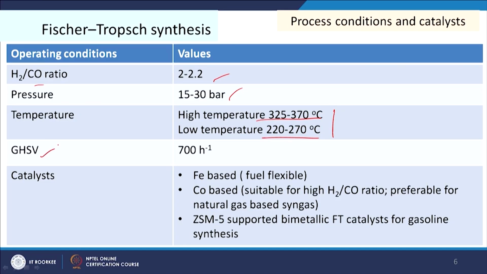And GHSV, gas hourly space velocity, is 700 per hour, and the catalysts basically used are iron based, cobalt based and ZSM-5 supported bimetallic FT catalyst for gasoline synthesis. So, the Fe based, iron based catalysts are fuel flexible, but Co based catalysts are suitable for high hydrogen by CO ratio and preferable for natural gas based syngas. So, we are talking about natural gas.